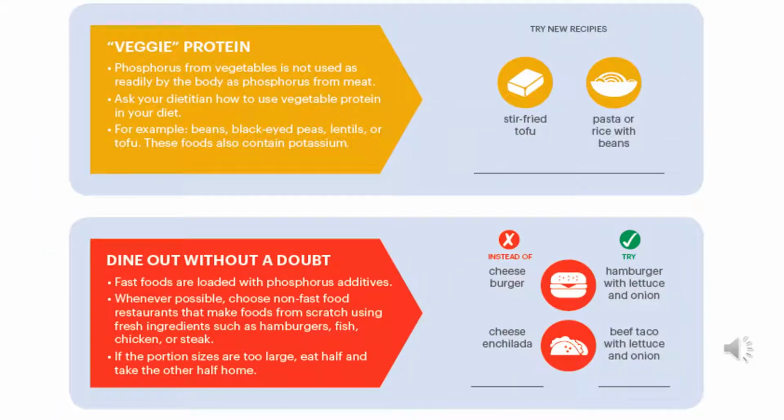The National Kidney Foundation provides a lot of handouts that you can give to your patients to help with education. Here's just an example of one that talks about veggie proteins, and whenever possible to avoid fast foods because they're high in phosphorus and in sodium.